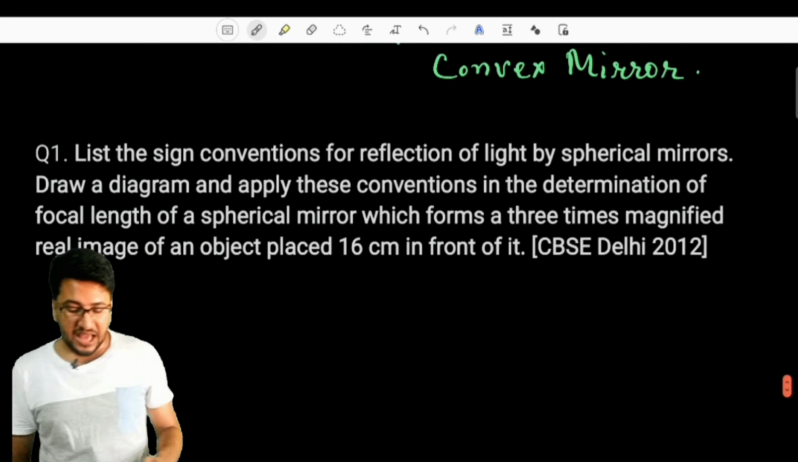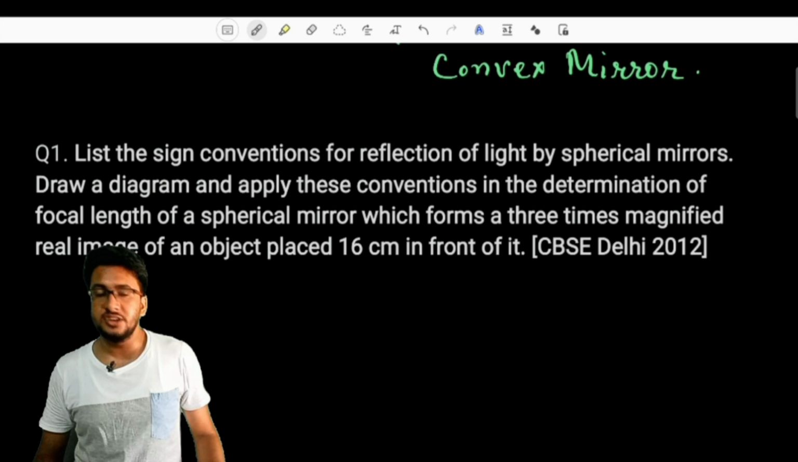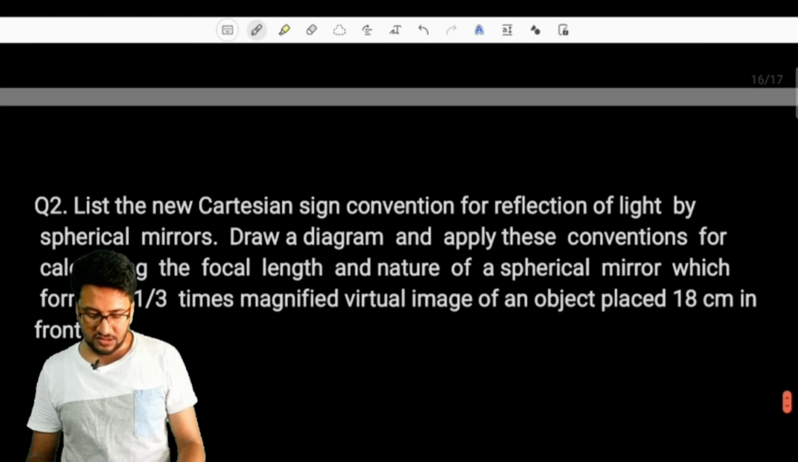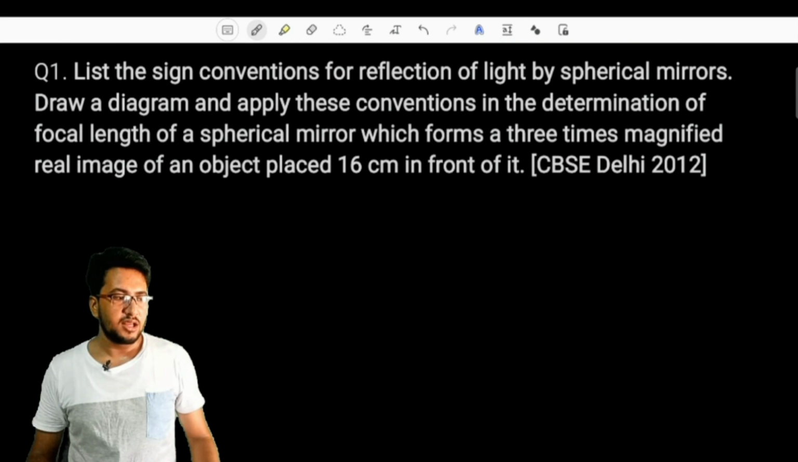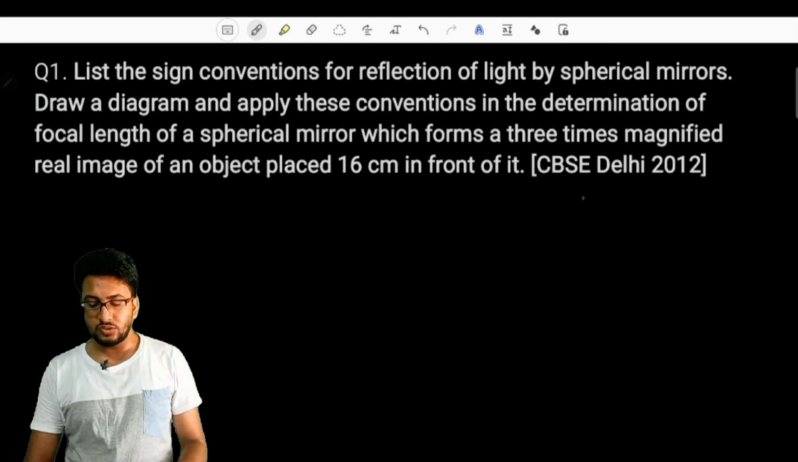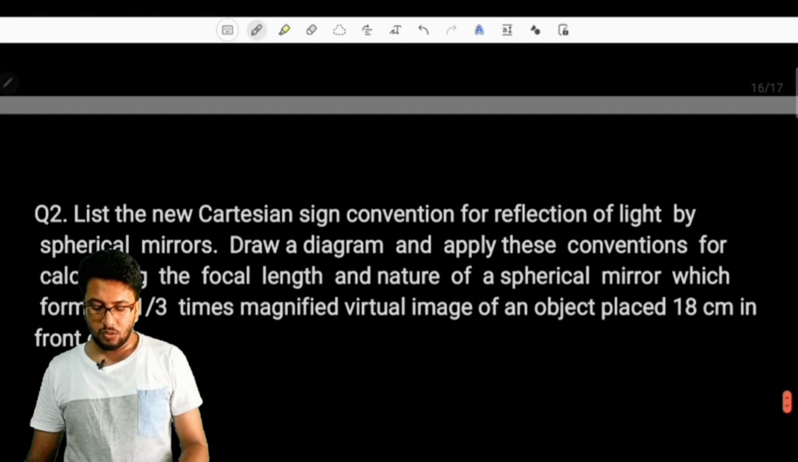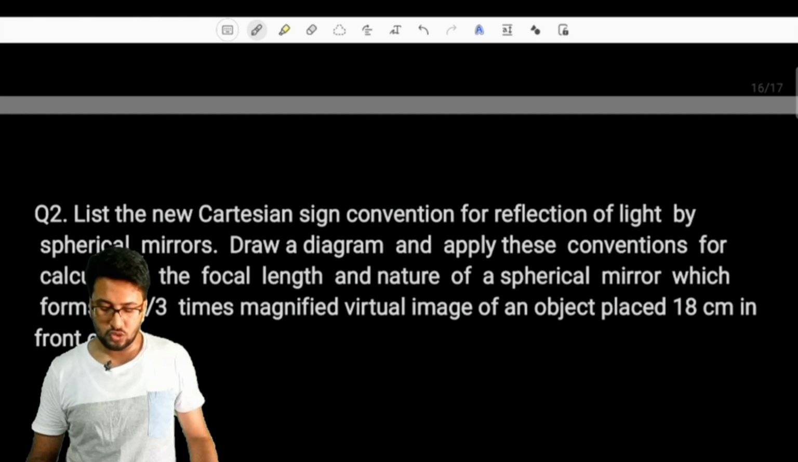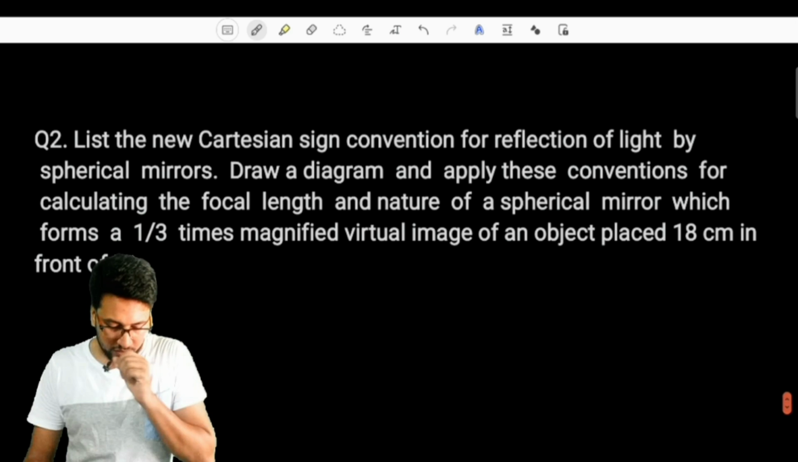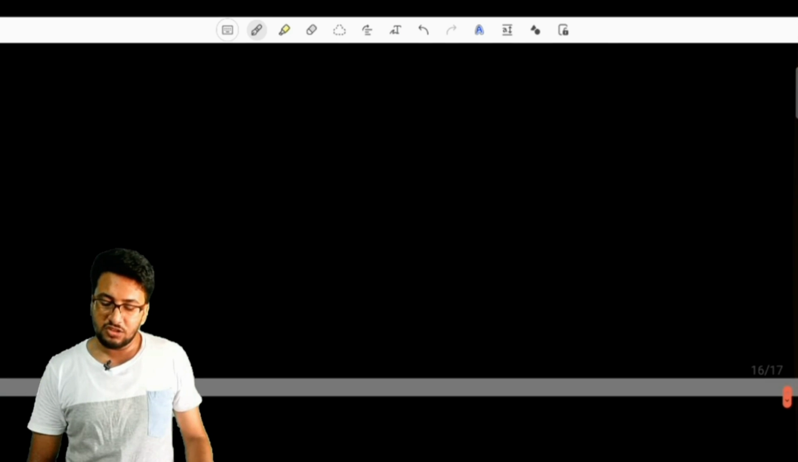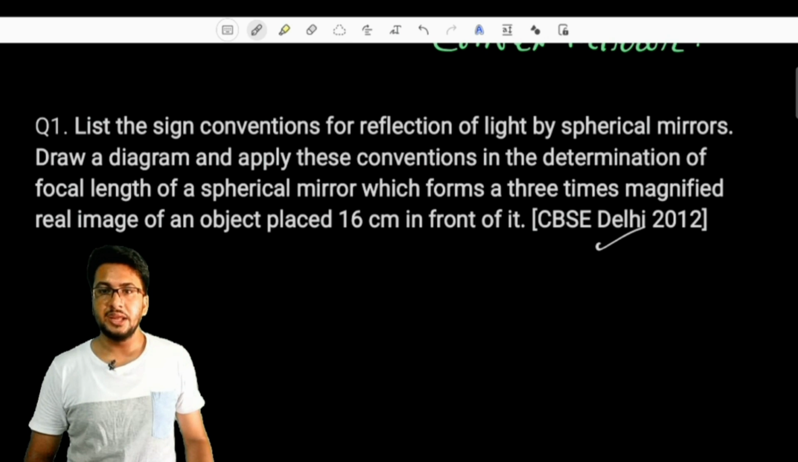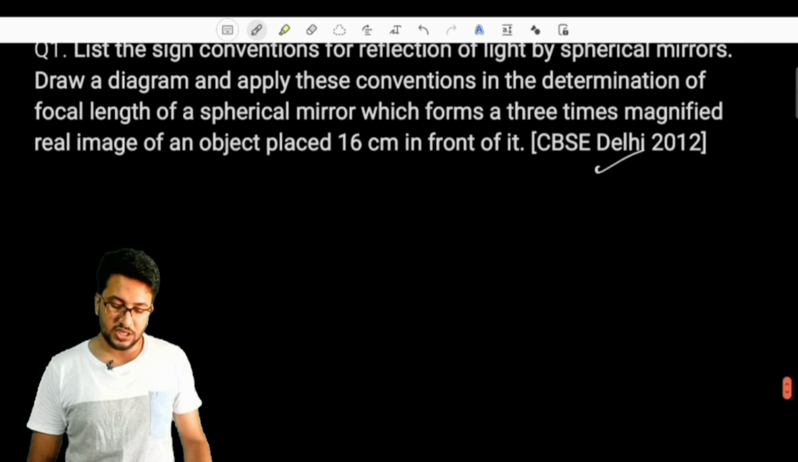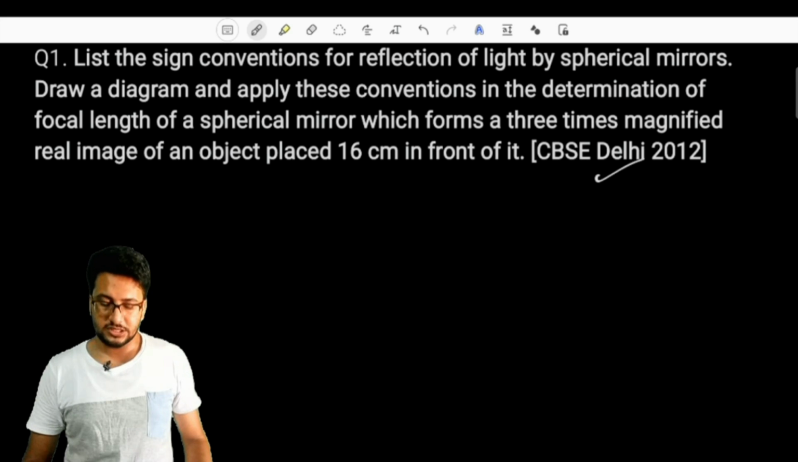while doing the numericals. For the sake of your understanding, I have considered two numericals here. One is here and another is in the next. These two numericals that I have considered were asked in CBSE Delhi 2012 and All India CBSE 2012, perhaps. The pattern of both questions is quite similar, but one is for the concave mirror and the second question will deal with the convex mirror. To let you understand both cases, I have considered these two numericals.